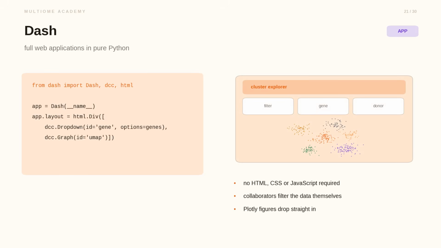Dash, built by the Plotly team, turns an analysis into a web application in pure Python, no HTML, no JavaScript. This is how you hand a collaborator an embedding they can filter and subset themselves, instead of regenerating a static panel every time they ask a slightly different question.